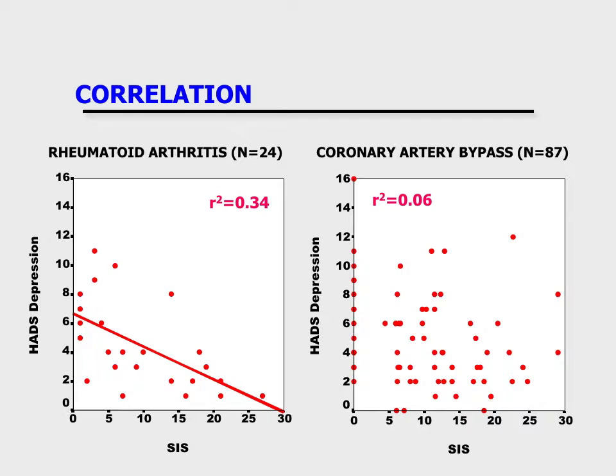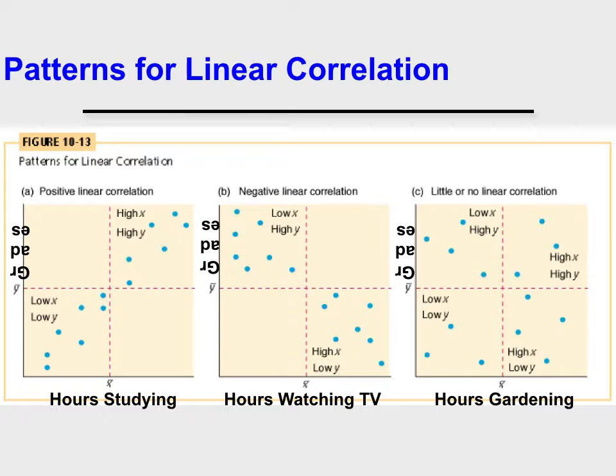Let's take a look at what some patterns look like. In a positive correlation, you have the data moving from the lower left to the top right. In a negative correlation, you have it moving from the top left to the lower right. And when there's no correlation, the data is scattered all over. And this is looking at hours of studying versus grades. Sorry, that's backwards, but hours of studying versus grades.